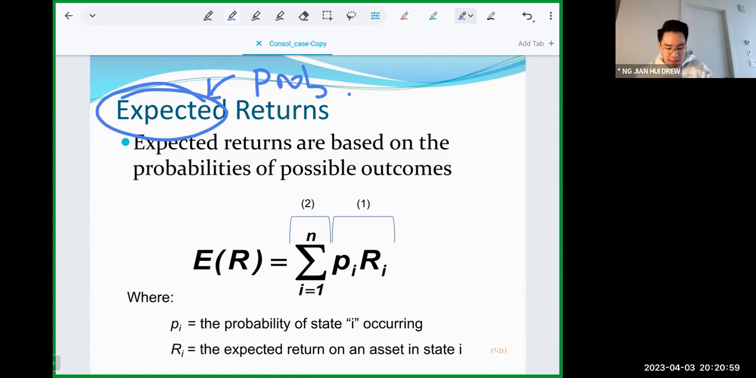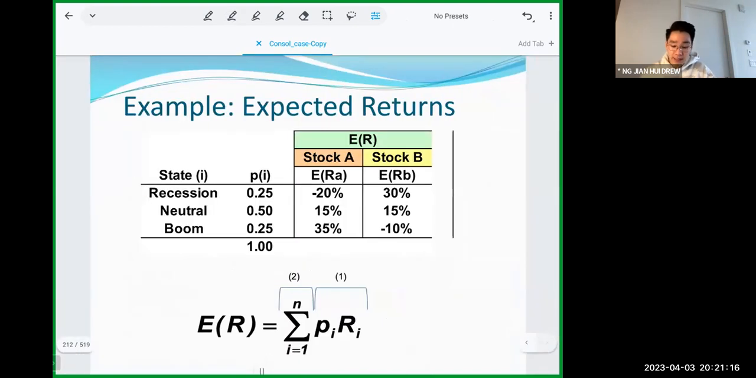All right, and what do these bracket 1, bracket 2 mean? It means that we first calculate this portion, then we calculate this portion. Meaning we calculate the probability times the return, then we take the summation of all the probability times return. So that's how we get the expected return.